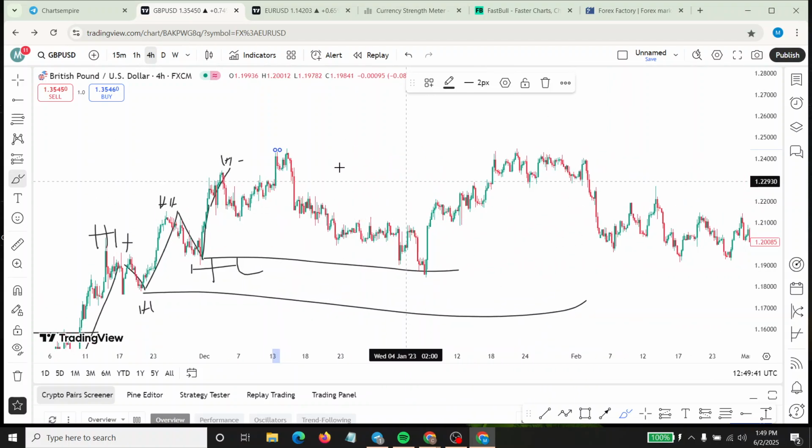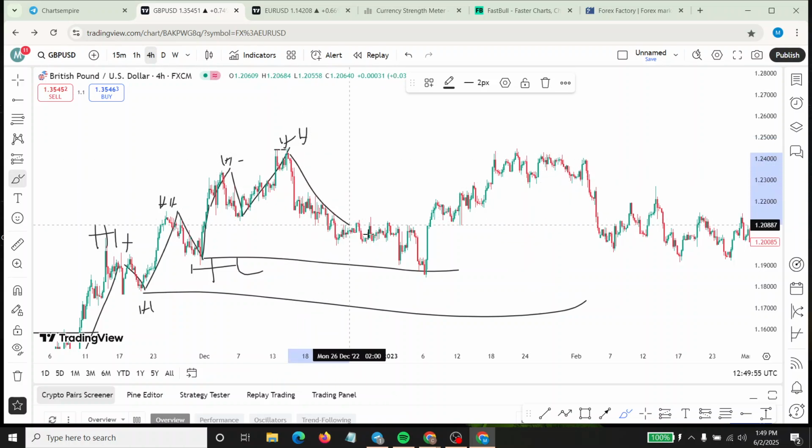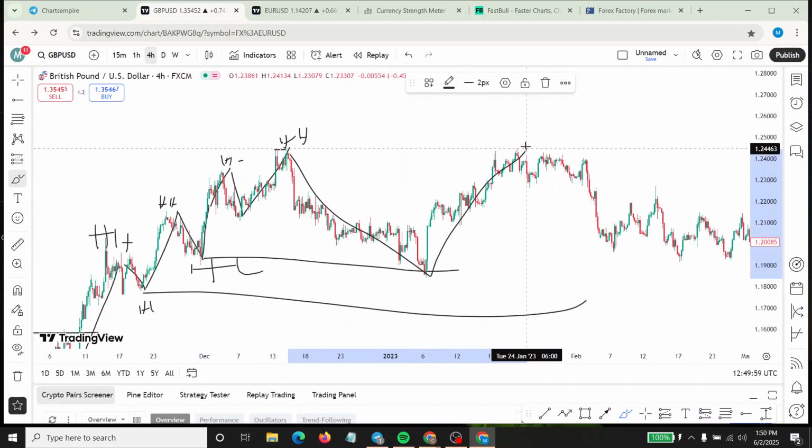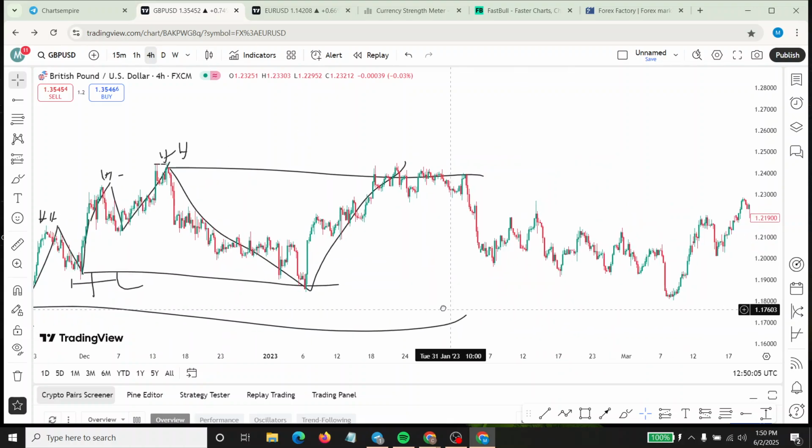Do we even have that higher? No, it gave us equal highs instead. We had a higher low here, a higher high, gave us a higher high here, and we have a huge pullback. This is equal highs. This is now equal highs.